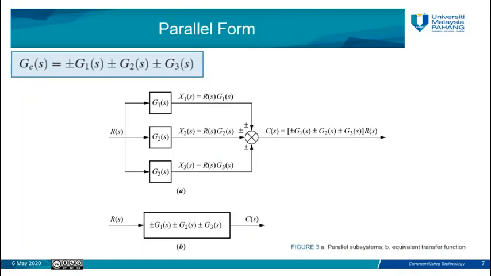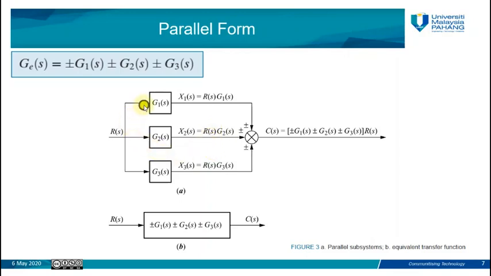This is the second topology, which we call parallel form. In the parallel form here, as you can see, we have one input, for example, and this input is distributed into the three subsystems. So R(s) will be multiplied by G1 to give you X1, R(s) will be multiplied by G2 to give you X2, R(s) will be multiplied by G3 to give you X3, and you can see here X1, X2, X3 represent R(s)G1, R(s)G2, R(s)G3. The three subsystems are connected in parallel.